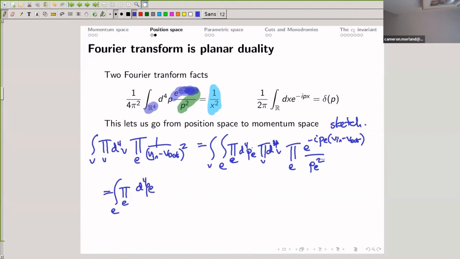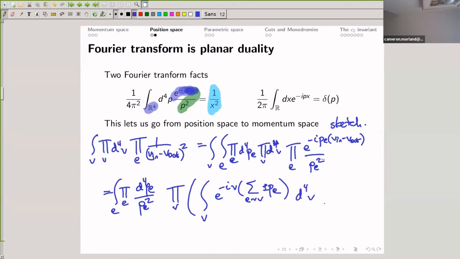So what do I have here? I've got the d4PE. I've got the PE squared. So that's good. And then what do I have left? Well, I've got a product over vertices. And now let's recollect this over the vertices. So collect every time a particular vertex shows up. Well, when is that going to happen? So e to the minus i v. Anytime there's an edge incident to v, you're going to get either a plus PE or a minus PE, depending on what the orientation was.